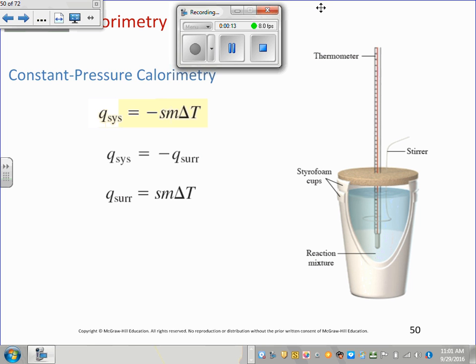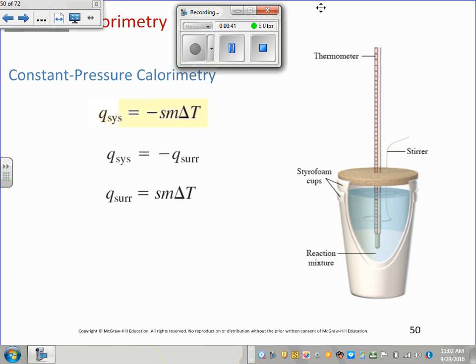So we're going to talk about calorimetry, constant pressure calorimetry. Here we have what's called a coffee cup calorimeter. It's made of 2 coffee cups with a top. We have a known amount of water in there, a thermometer, and a stirrer.